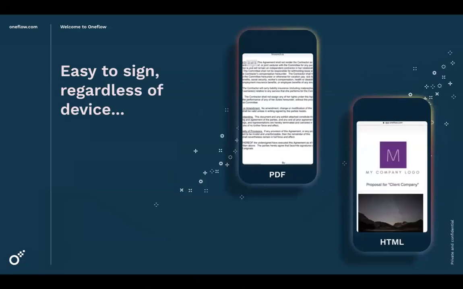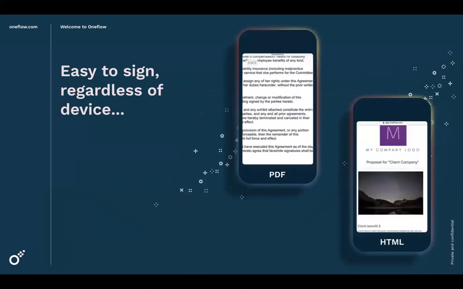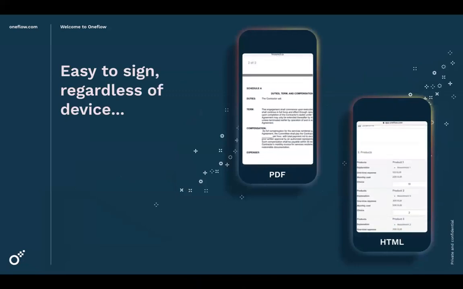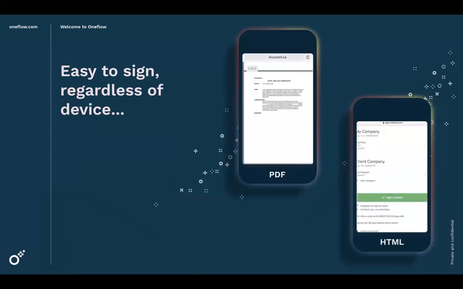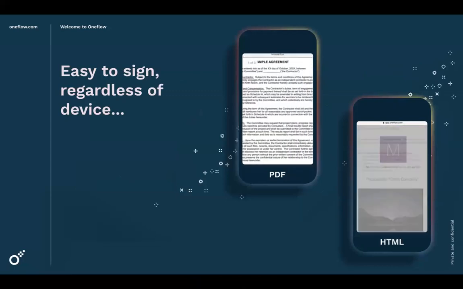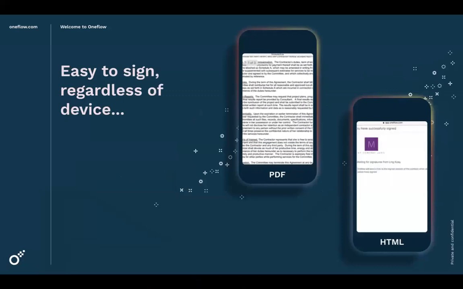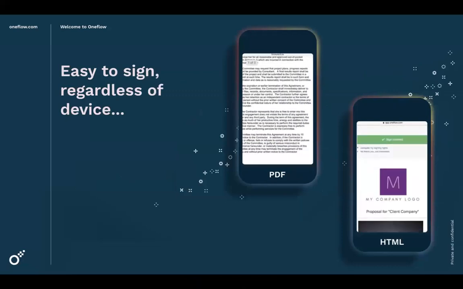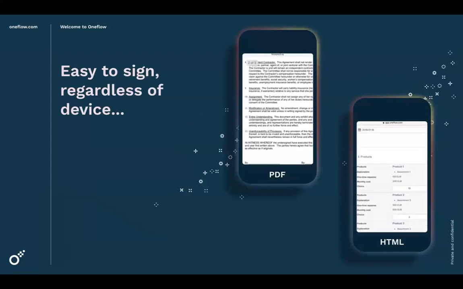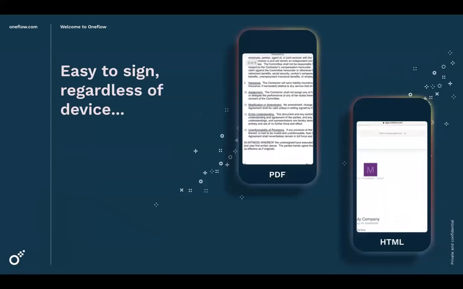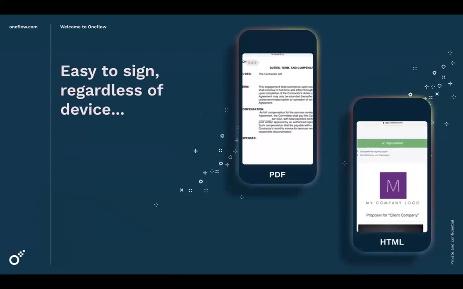I'm sure that many of us have at some point opened up a PDF on a mobile phone, which we can see here to the left, where you often need to zoom in and out, scroll up and down. And for me personally, I think that is very confusing because I often lose track of where I am inside of the agreement. But in Oneflow, it is always adapted for the screen that you're using.